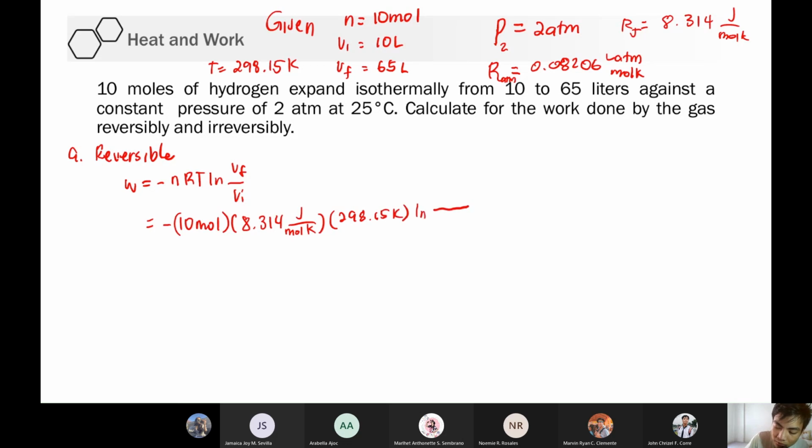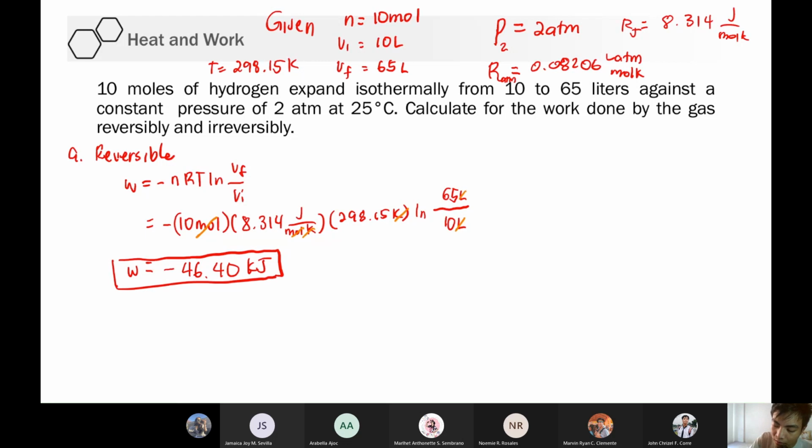Ln final volume 65, initial volume 10. Okay. Pindot sa calcu. Ang sagot ay minus 10. In kilojoules, the answer will be negative 46.40 kilojoules. Magka-cancel kasi yung mole, pati yung Kelvin. Ito naman magka-cancel yung liters. Ayan. So that's the reversible work.